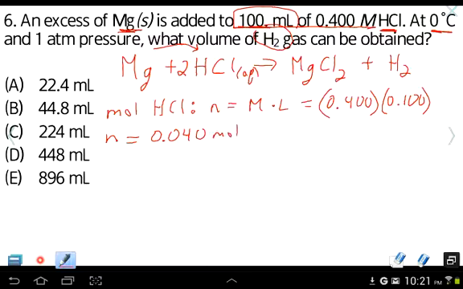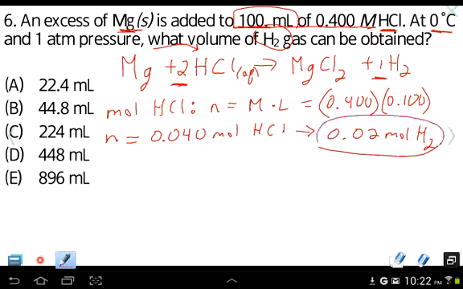The rest of it is, so this is 0.04 moles of HCl. So notice it's a 2-to-1 ratio of HCl to H2, which means we have half as much hydrogen. So this actually becomes 0.02 moles of hydrogen. So this is then what we're going to put into PV=nRT.